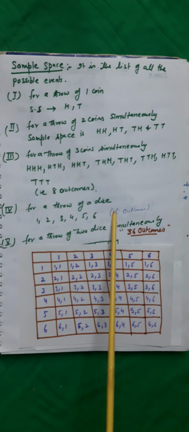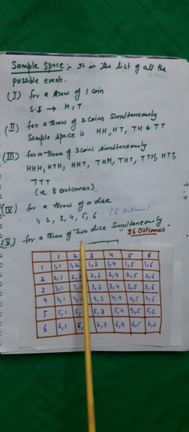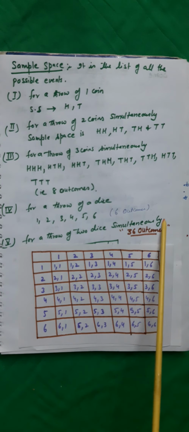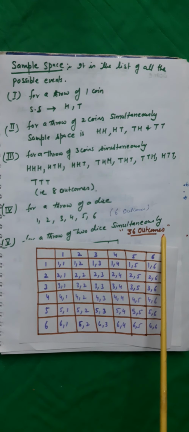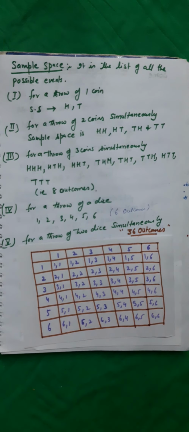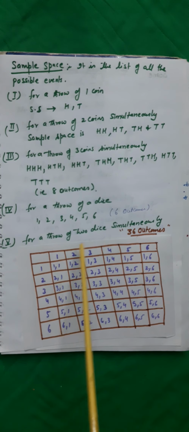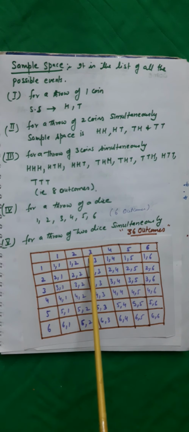For a throw of a single dice, there are 6 outcomes. But for the throw of 2 dice simultaneously, there are going to be 36 outcomes. Let's see how. This is a chart that you can always draw. In this, I have drawn 7 rows and 7 columns. Here I have written the outcomes on the first dice, 1, 2, 3, 4, 5, 6, and here on the other dice.